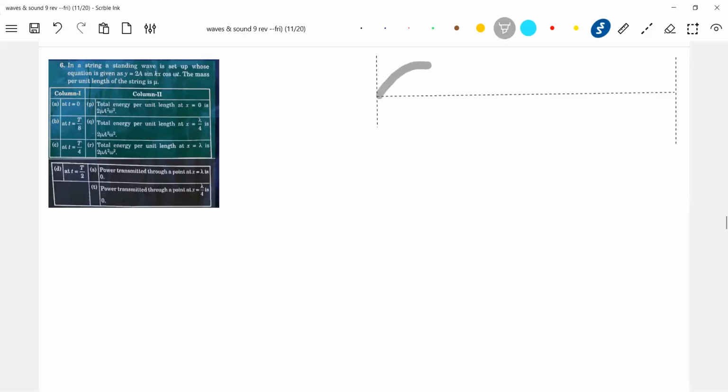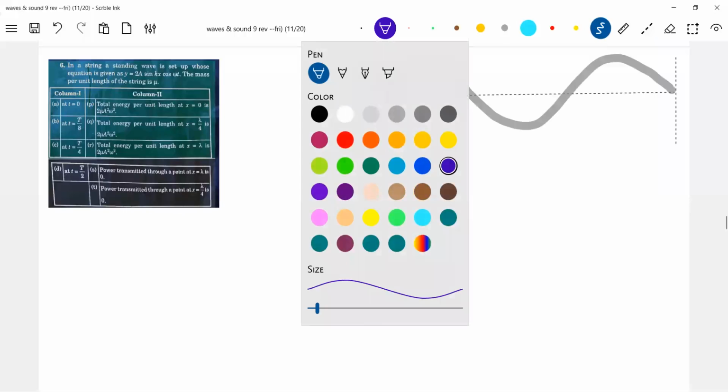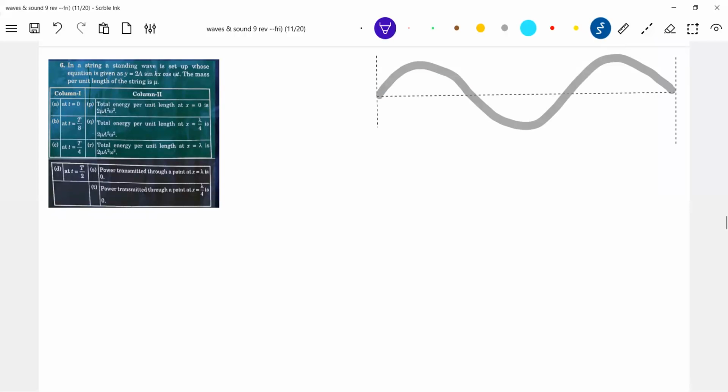Minimum. This point is x equal to 0. Lambda by 2, lambda by 4, 3 lambda by 4, lambda by 2, 3 lambda by 2. Okay, these are the positions, no? So strictly this should be a node. This is an antinode.